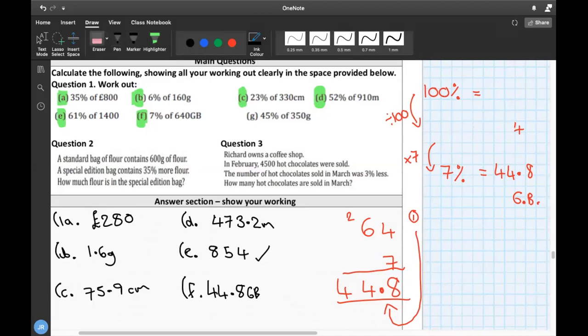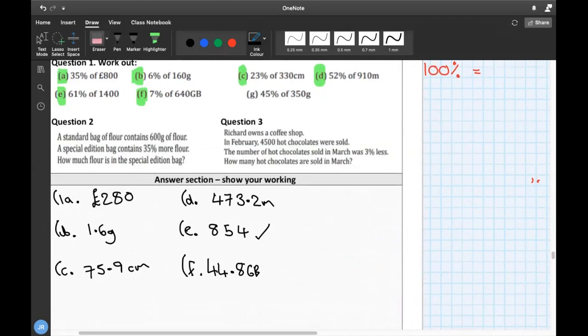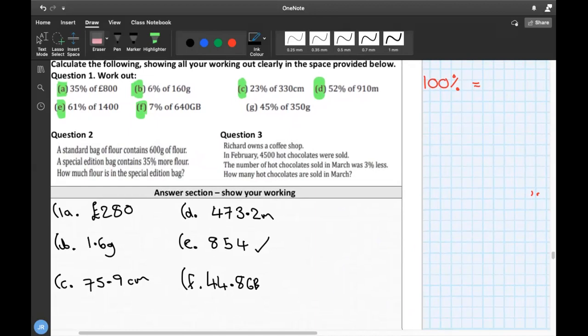Okay, final part of question 1. This time we're finding 45% of 350 grams. So there's a 5%, and there's going to be lots of 10%. So the first thing I'm going to do is go straight to my 10%. Okay, this is now question G. Okay, so from 100 to 10%, we divided by 10. A 5%, from 10% to 5%, I divide by 2. So I'll do the same thing with 35. That'll be 17.5. And then I'm going to need a 40% as well.